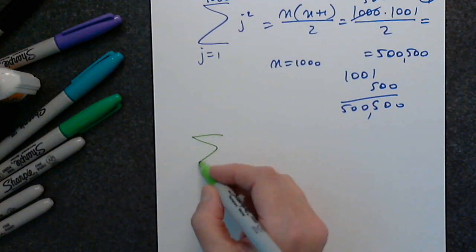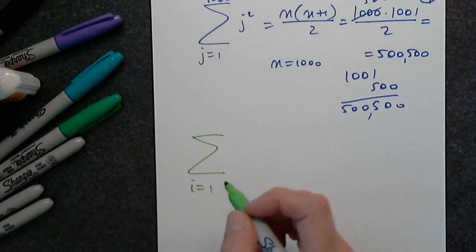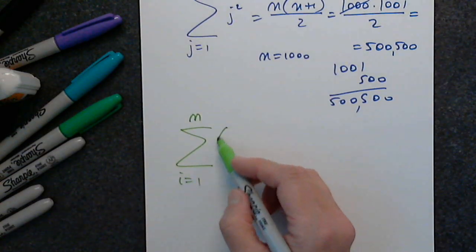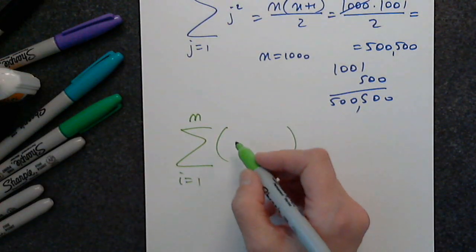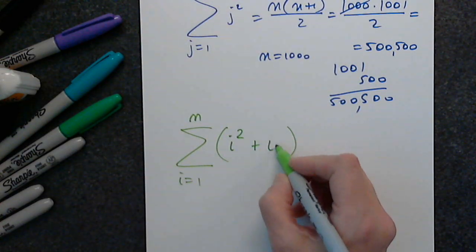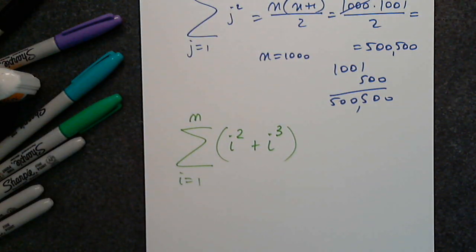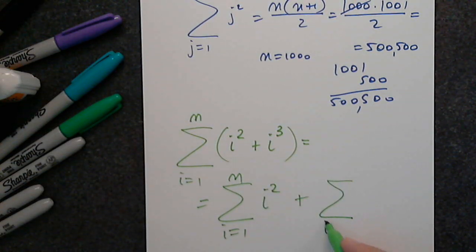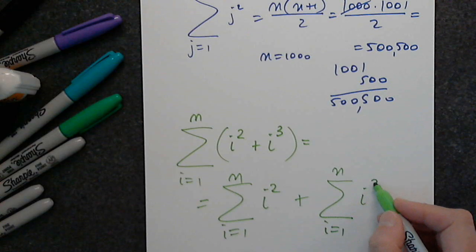So let's say we have the sum from i equals 1 through n of i squared plus, let's say, i cubed. These are 2 separate terms, right? i squared is one thing, i cubed is something else, and you cannot combine them. They are not like terms. Well, the sigma notation allows us to do this: the sum from i equals 1 through n of i squared plus the sum from i equals 1 through n of i cubed.